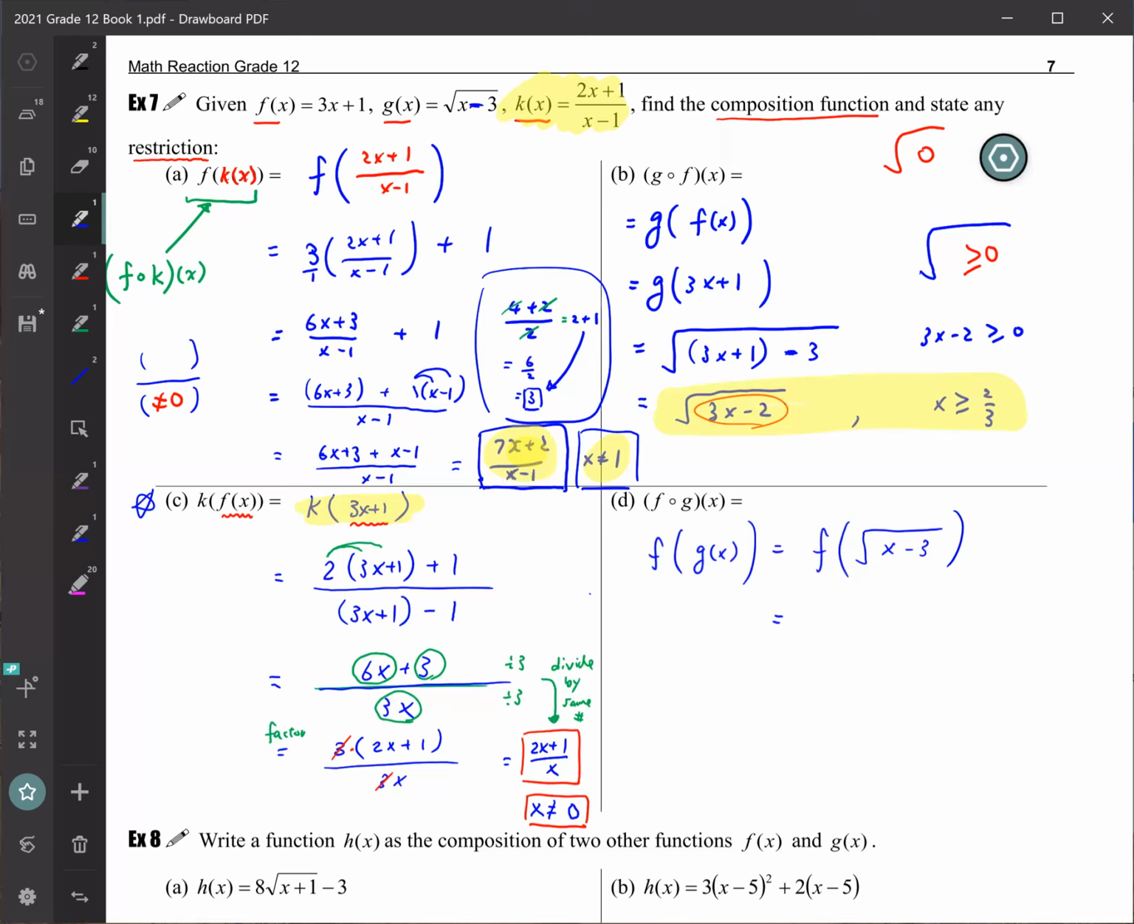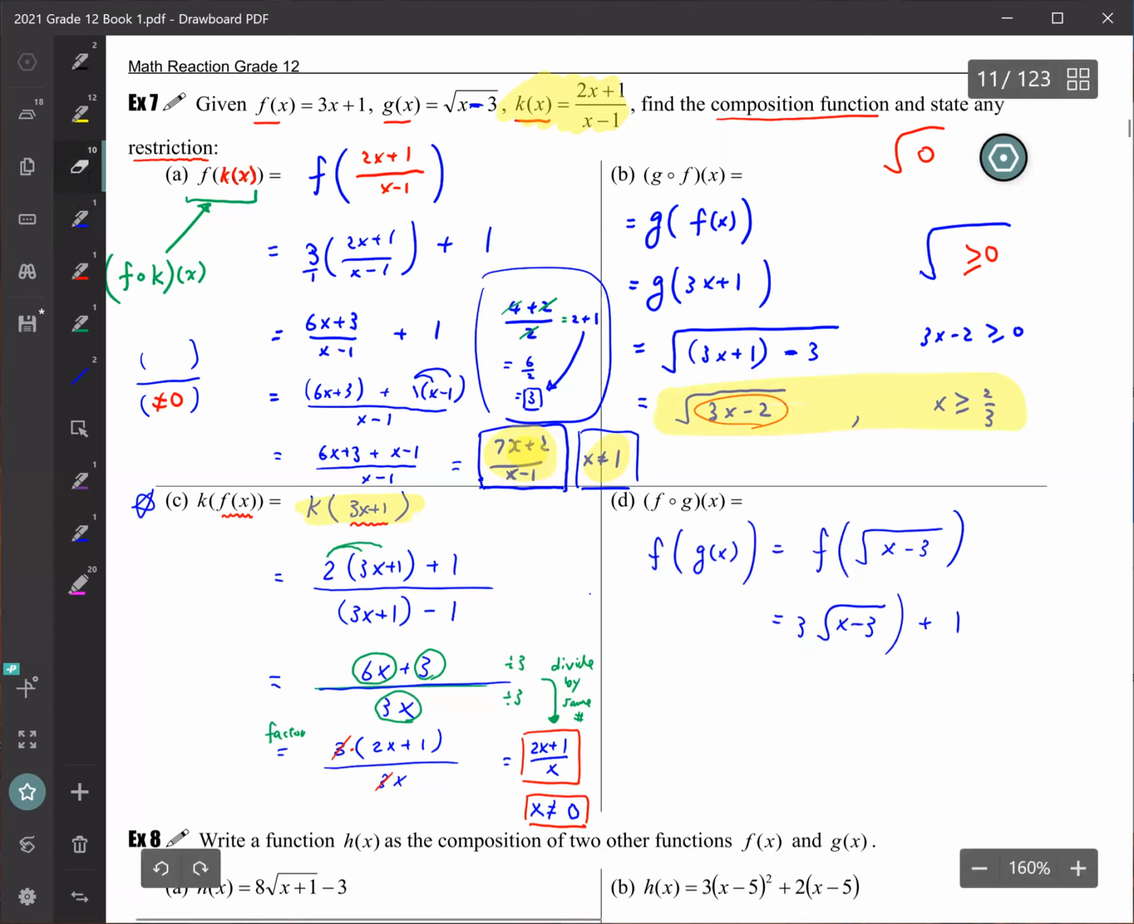Okay, Sophie, can you tell me what you have? I got 3 bracket square root of x minus 3 plus 1. Okay, so plus 1, make sure it's outside, right? So this one, you could put a bracket around it, or you don't have to, because the square root is kind of like a bracket itself. Okay, it already wraps everything inside. So to keep things looking simpler, I'll just take away the brackets.